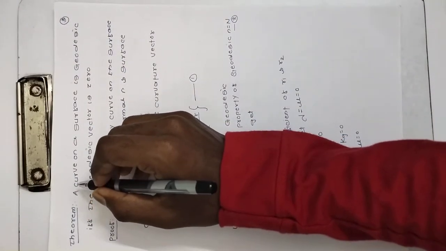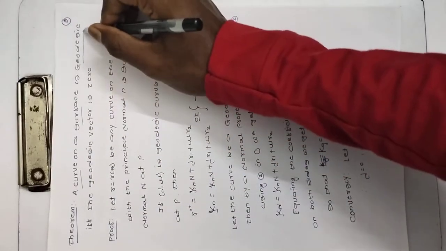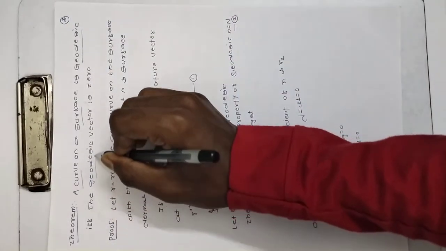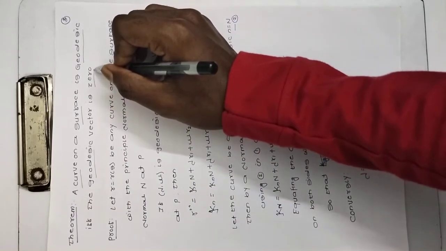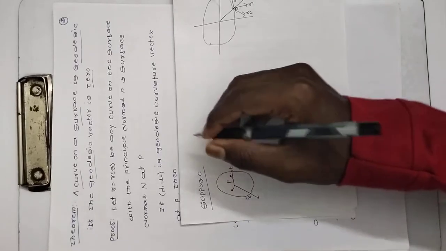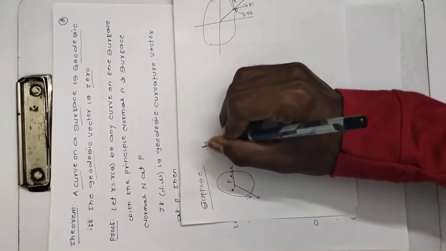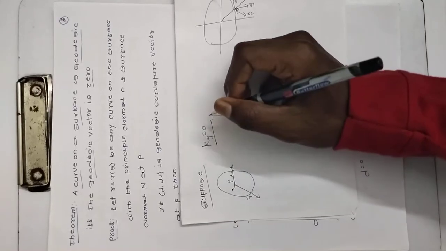So next theorem: a curve on a surface is geodesic if and only if the geodesic vector is 0. So first we discuss that. So what is meant by geodesic? Suppose, to find the vector of geodesic means kappa of g is equals to 0. This is the equation of geodesic.